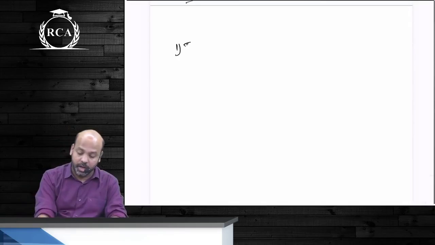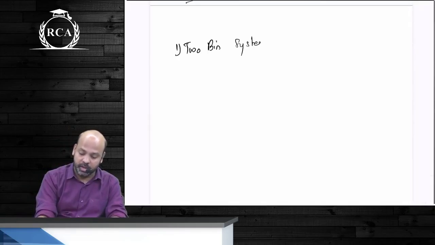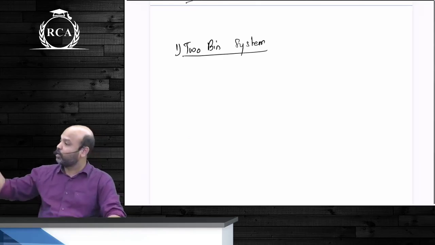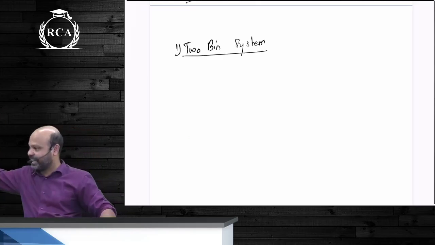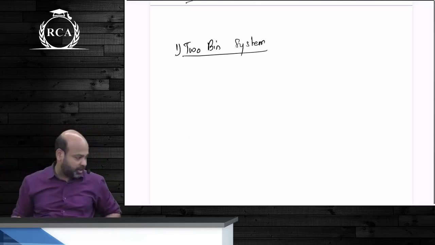Finally, under physical control system, the first one is the 2 bin system. Guess karo, what can be 2 bins? 2 dustbins. Yes or no? Rishikesh, what will be 2 bins? One for.